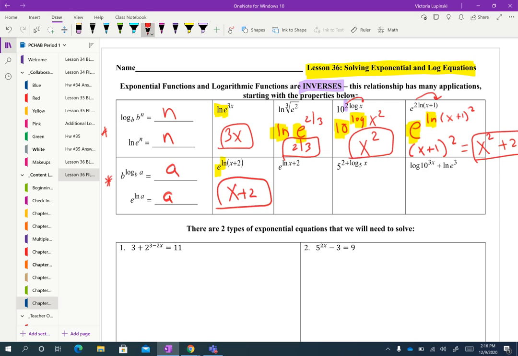You're not allowed to just pick and choose when to use the properties. You have to get them exactly. So the only way that these properties can be used is if you take that e to the ln x plus 2, and break it up into e to the ln x times e to the 2.